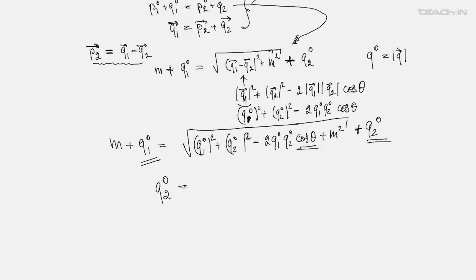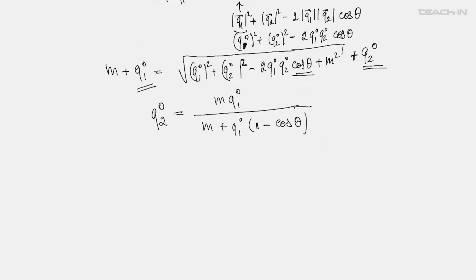Mass Q10 and then mass plus Q10, 1 minus cosine theta. So this is a relation between the energies of the incoming and outgoing photons and the scattering angle of photons. This is how it looks. Now you can also introduce the frequency of photons.